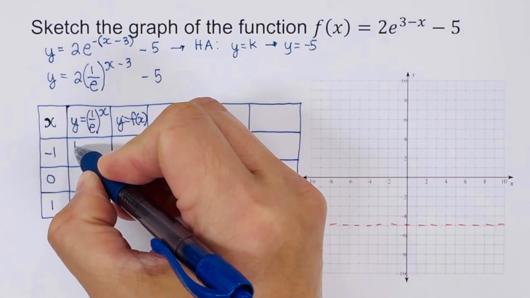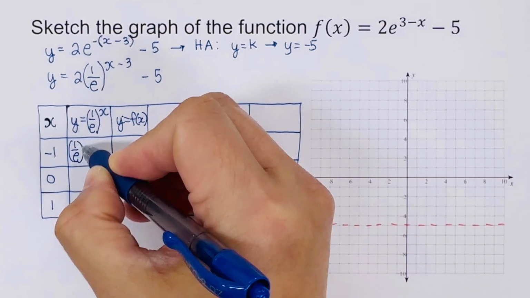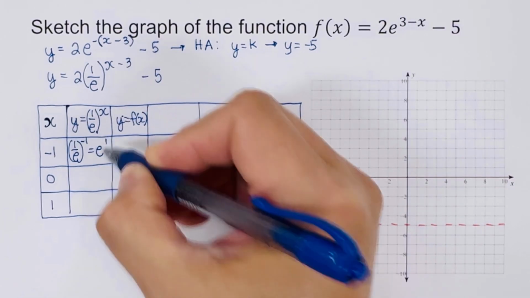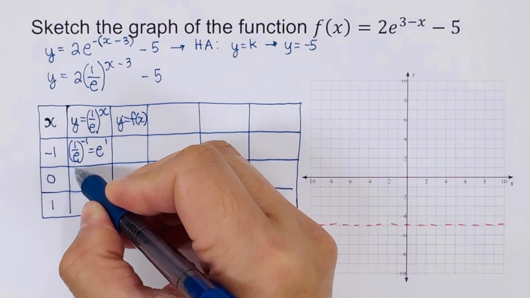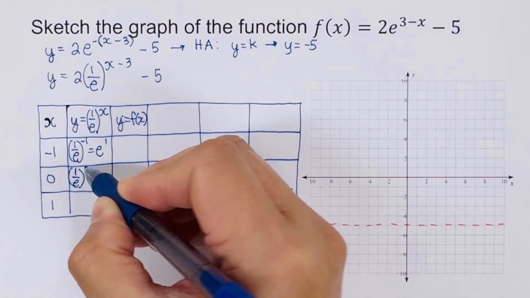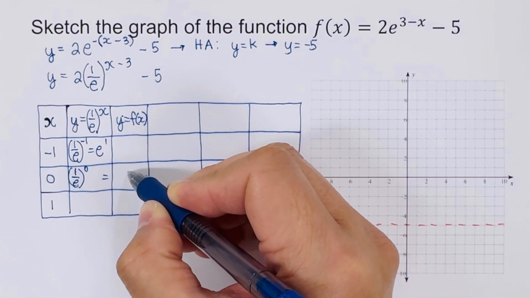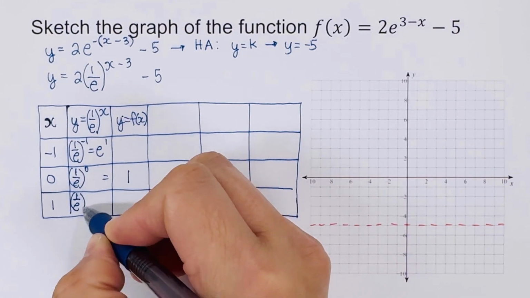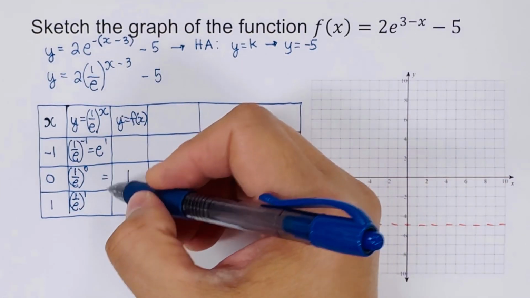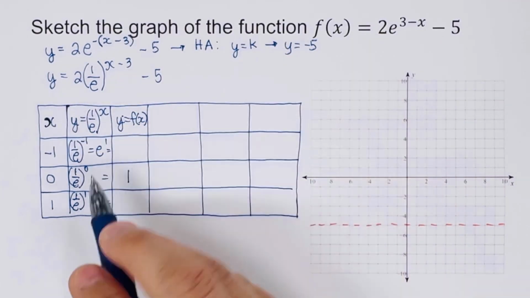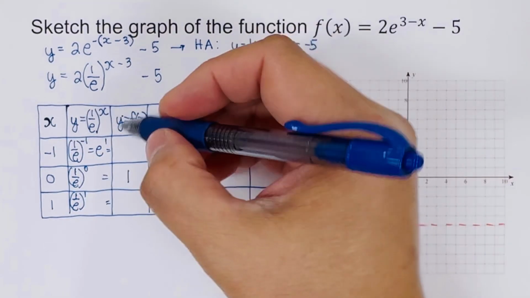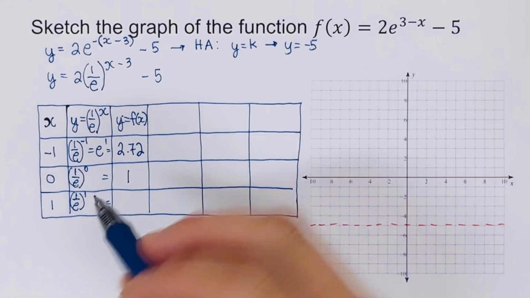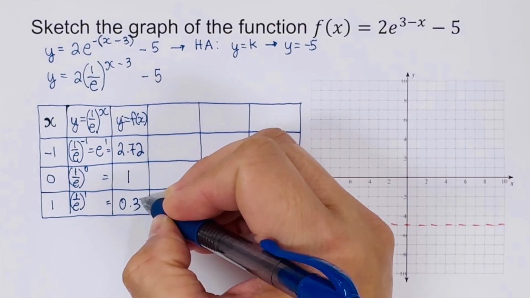So that would be 1 over e raised to the power -1, which is pretty much e raised to the power +1. And then this one is 1 over e raised to the power 0. Anything raised to the power 0 is 1. And then the next one right here is 1 over e raised to the power 1, which is pretty much 1 over e. So if we simplify, this one comes out e raised to the power 1. So this is 2.72. And 1 over e is 0.37.